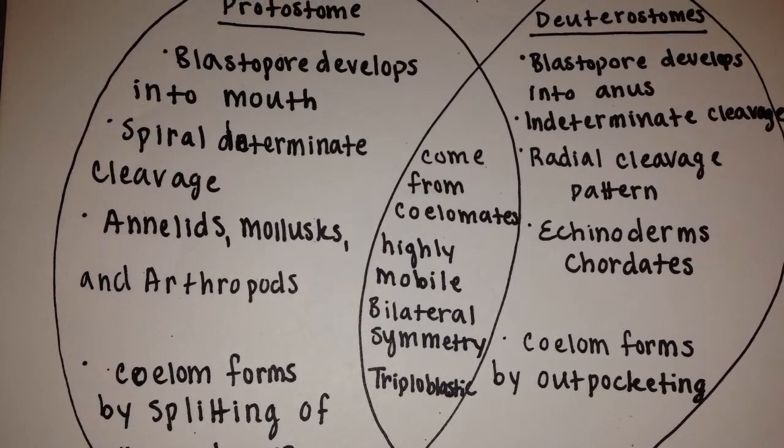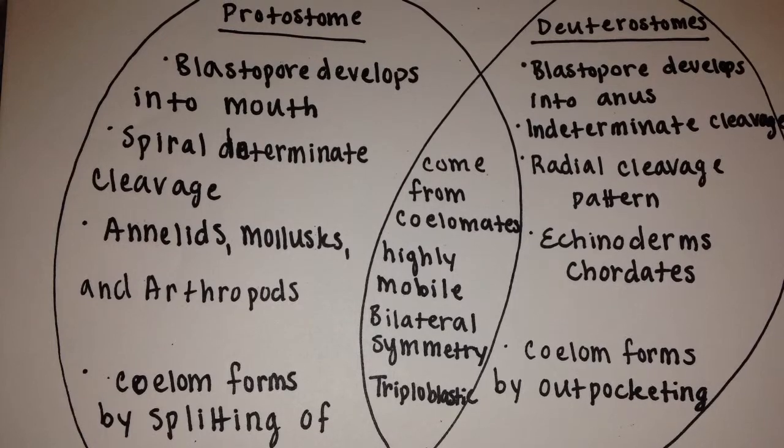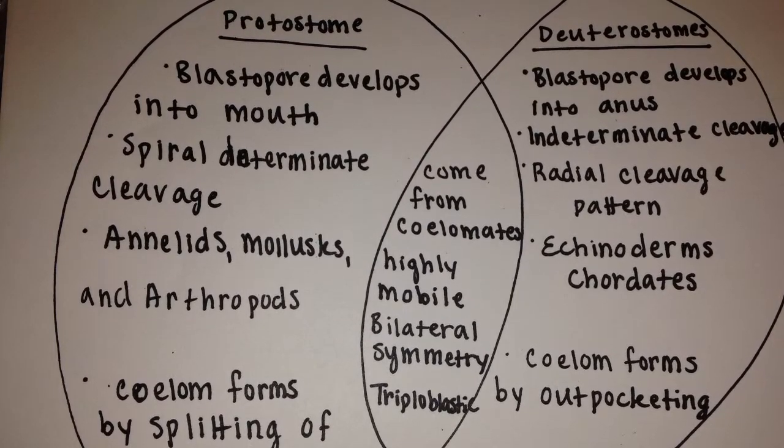Both have distinct evolutionary lines to the coelomates, complex skeletons that allow them to be highly mobile, bilateral symmetry, and are triploblastic. I hope you enjoyed this highly informative segment on deuterostomes and protostomes.